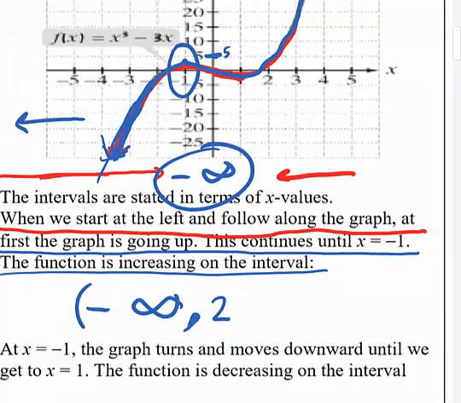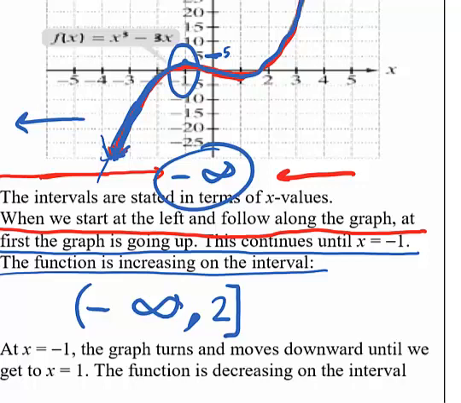So interval-wise, like we already put a parenthesis next to infinity, but what do we put next to 2? I'm going to put a bracket next to 2, as we talked about in the previous video, because there is a point at x equals 2. Or I'm guessing that's what it is, x equals 2. It kind of looks like that.